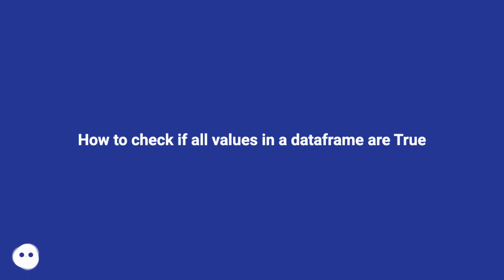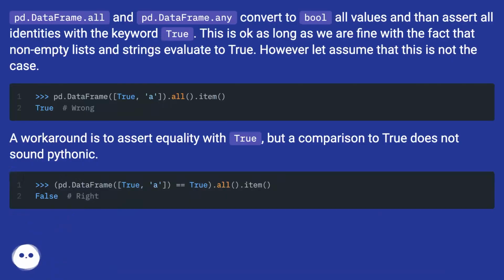How to check if all values in a data frame are true. pd.DataFrame.all and pd.DataFrame.any convert all values to bool and then assert all identities with the keyword True. This is okay as long as we are fine with the fact that non-empty lists and strings evaluate to True. However, let's assume that this is not the case. A workaround is to assert equality with True, but a comparison to True does not sound Pythonic.